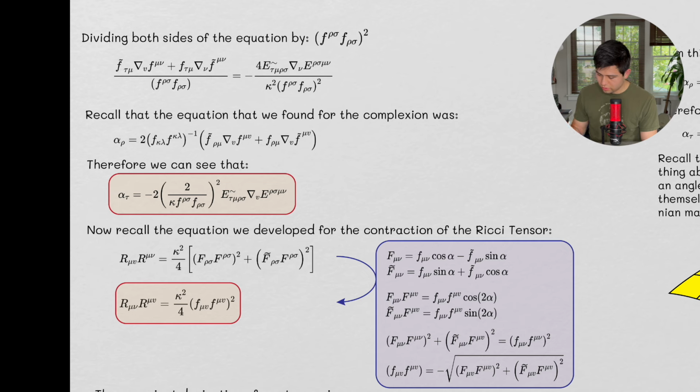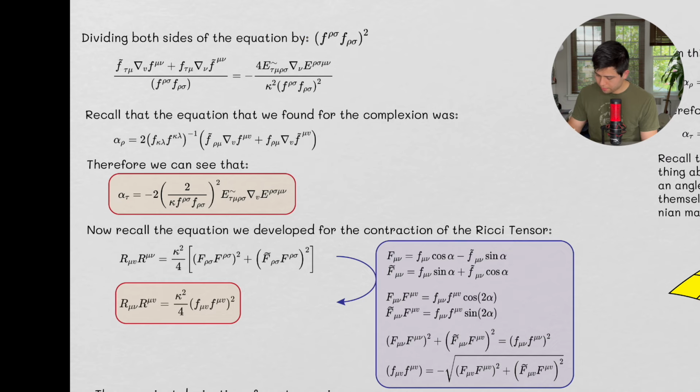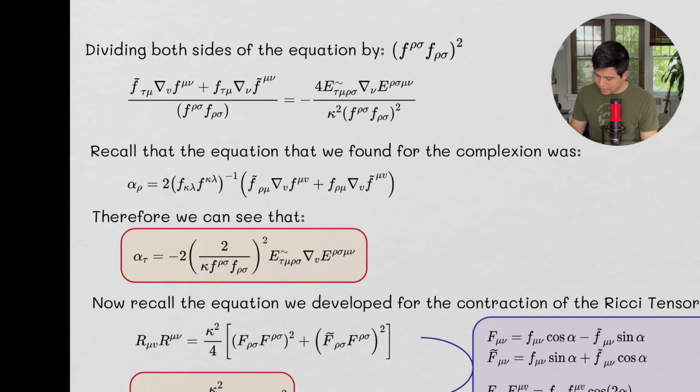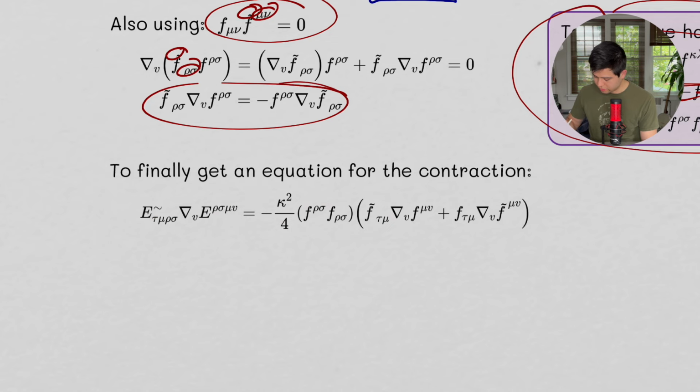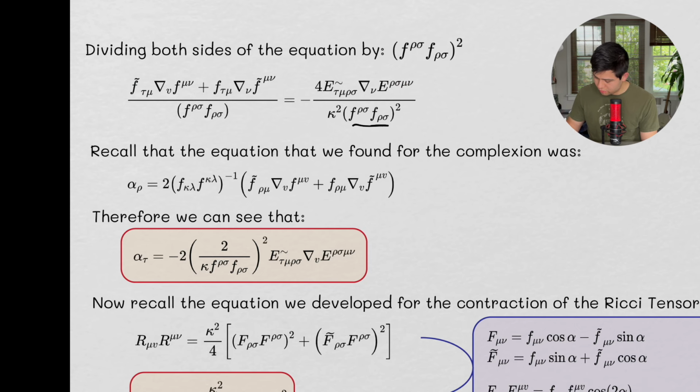Dividing both sides of the equation now. Let's just go back really quick. So here's our equation. Now, we have this. It was equal to this right here. If we divide both sides by this, that is where we get one of these terms.